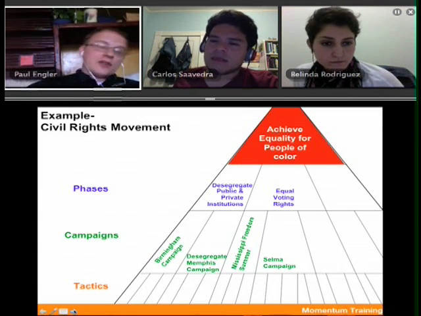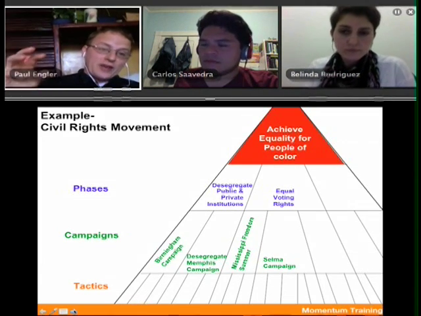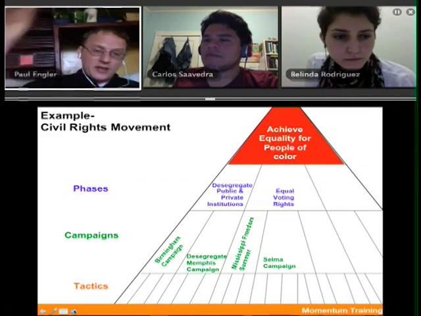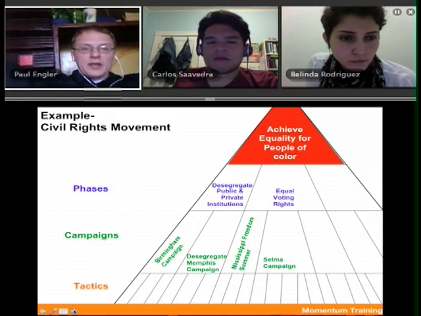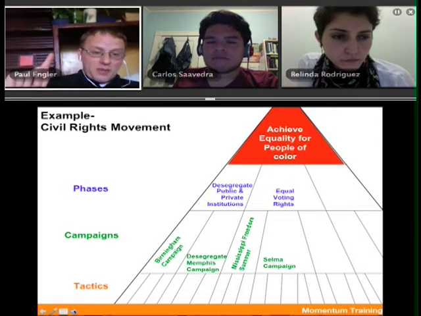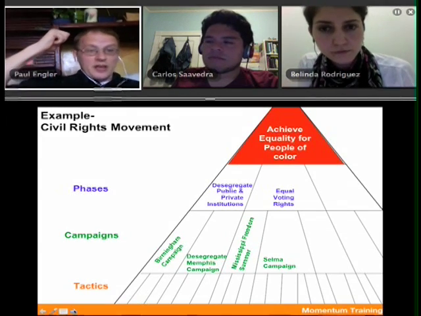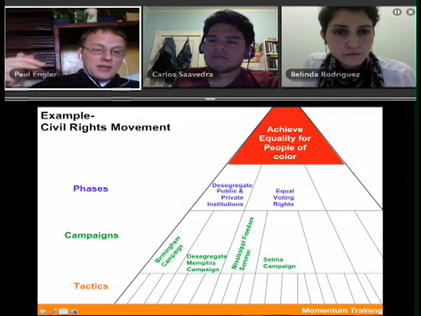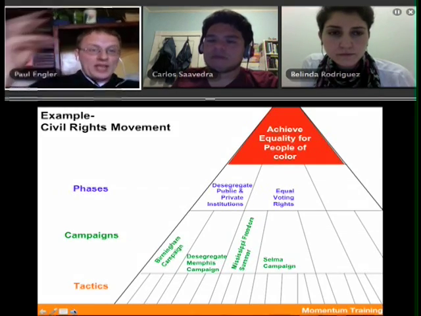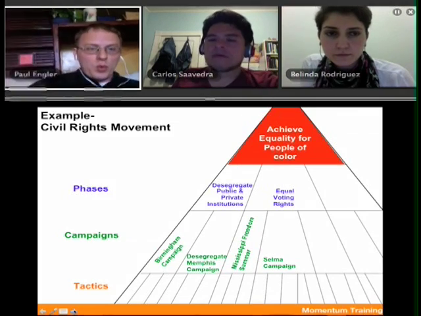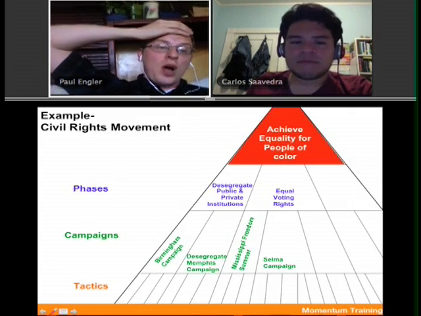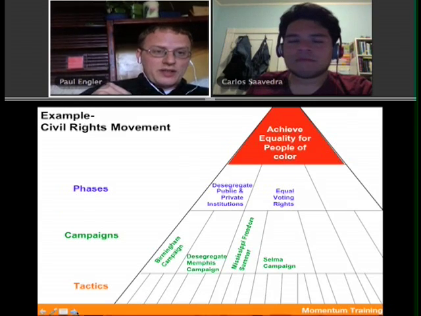And so the movement, through momentum, created basically phases. The first phase was desegregation of public and private institutions, which was part of the end of Jim Crow, where black people and people of color could not use the same schools and the same public facilities. And within that, there were a lot of different campaigns. Okay, so there was the Montgomery bus boycott, there was the Freedom Rides, there was the Birmingham campaign, and each of those campaigns were leading up, gaining more and more public support, winning symbolic demands that gained more and more support, and more pillars started falling so that they could win that demand, which they won. So then there were tactics involved in that. So you go on to the next one.